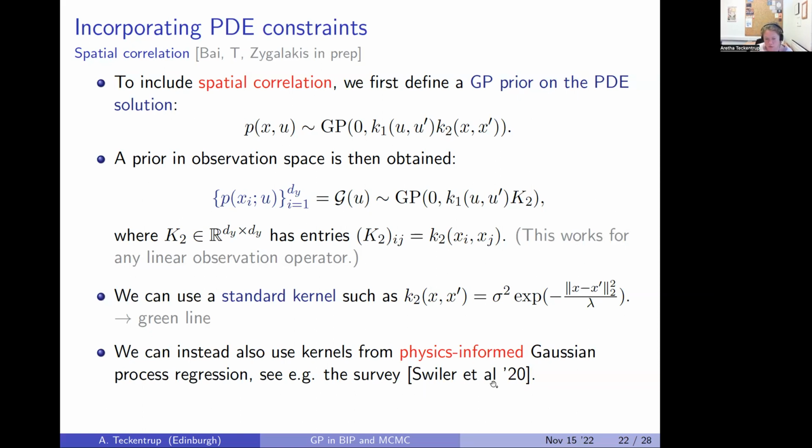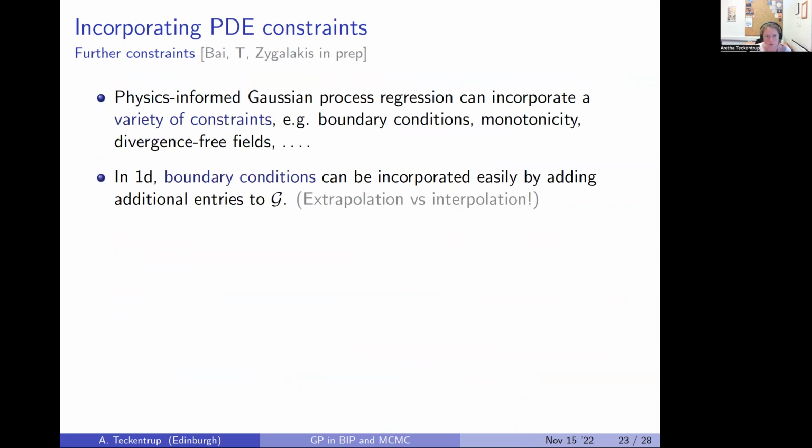So there's a lot of things that you can do, and I would refer you to this recent survey here on all of the constraints that you can put onto GP regression. Let me show you a little bit what you can do. Including boundary conditions is something that you know how to do. You can, to some extent, model monotonicity. If you, for example, know that you have a monotonic function, you can incorporate that.